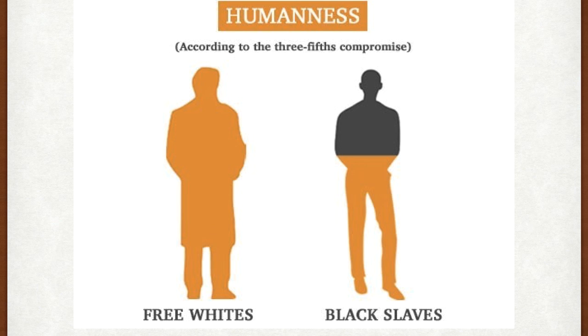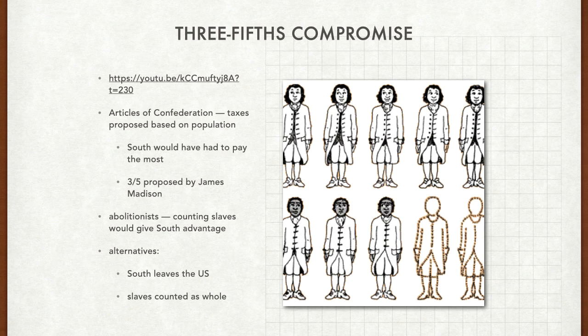Okay. So next thing we're going to talk about is a clause that dealt with the fact that we had to charge the states taxes, but we also had to count all of the slaves that they owned. Some of you may be familiar with the Three-Fifths Compromise. That's what we're going to talk about, right? This is sort of a diagram showing how white individuals were counted in the government versus black slaves. Okay, so let's take a look at that.